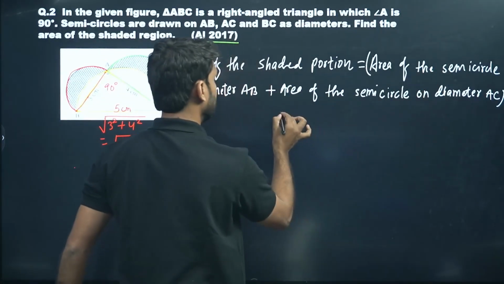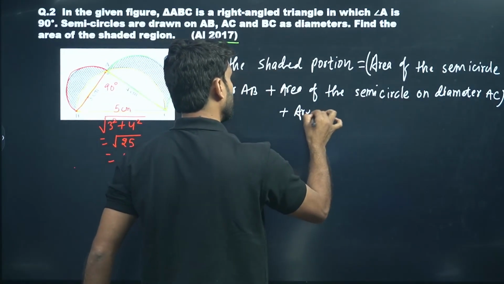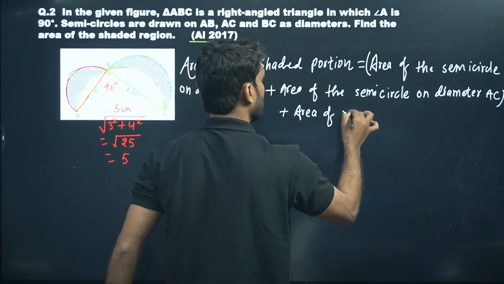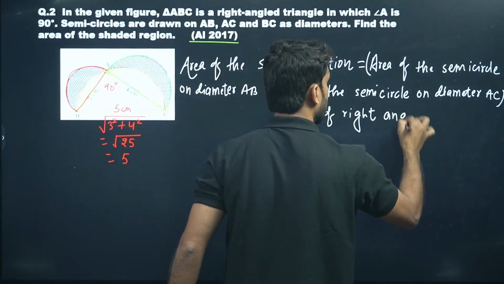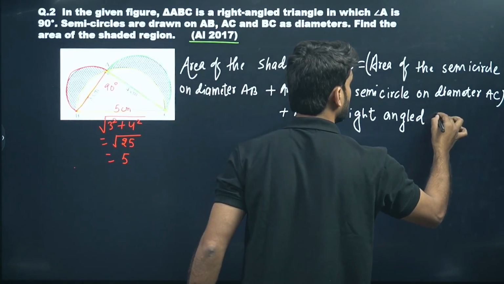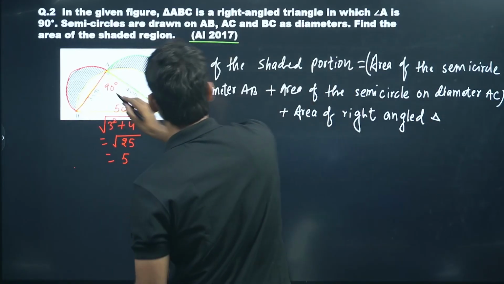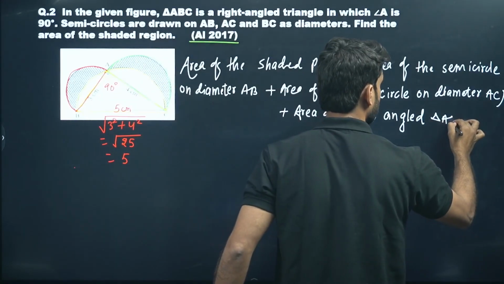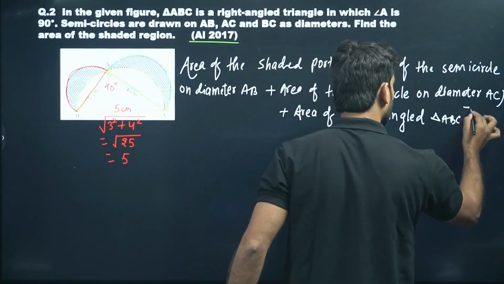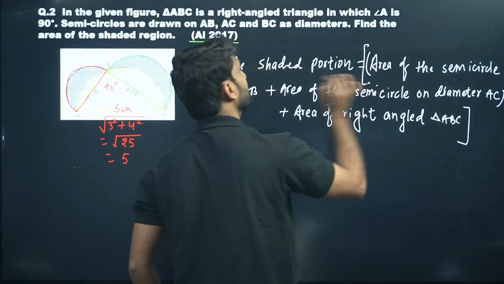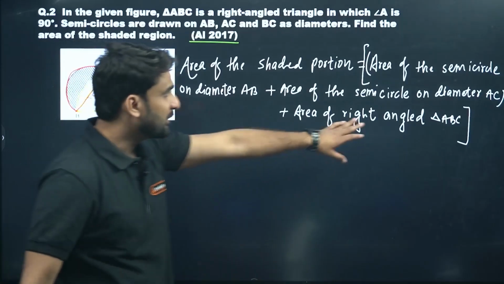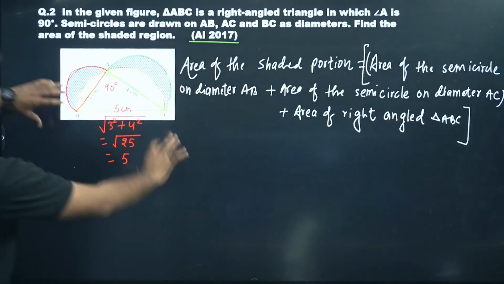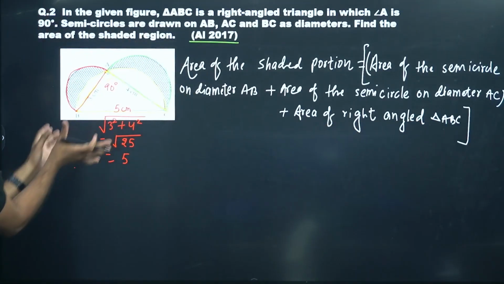On applying this, we are getting the area of the complete diagram that is given here, plus area of right angled triangle. And what is the name of this triangle? ABC. And I am keeping this whole statement in this bracket here. Look at the statement first. By applying this, we are getting the area of this complete figure, complete diagram.